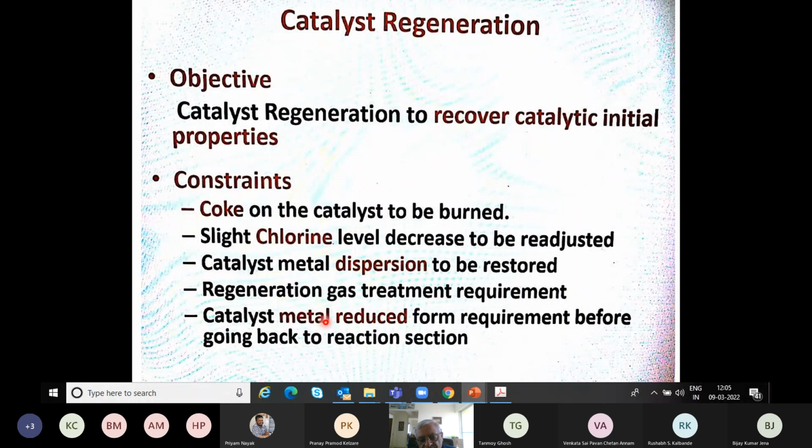So there are 5 steps, basically 4 steps that we do in terms of catalyst regeneration. This is not just burning the carbon and you are done. Okay. So you burn off the carbon, then you adjust the chloride level, and then you disperse the metal back, and then you reduce the metal, the platinum oxide, back to platinum, or tin oxide back to tin. Remember, these are bimetallic catalysts.